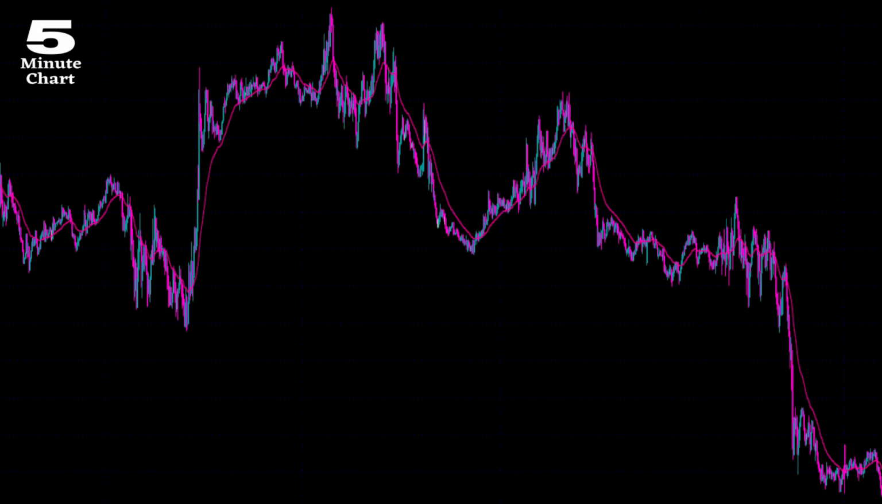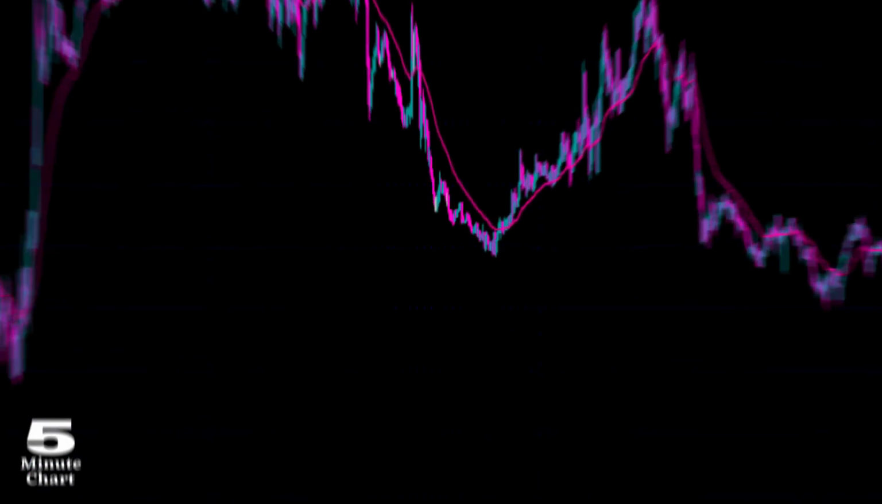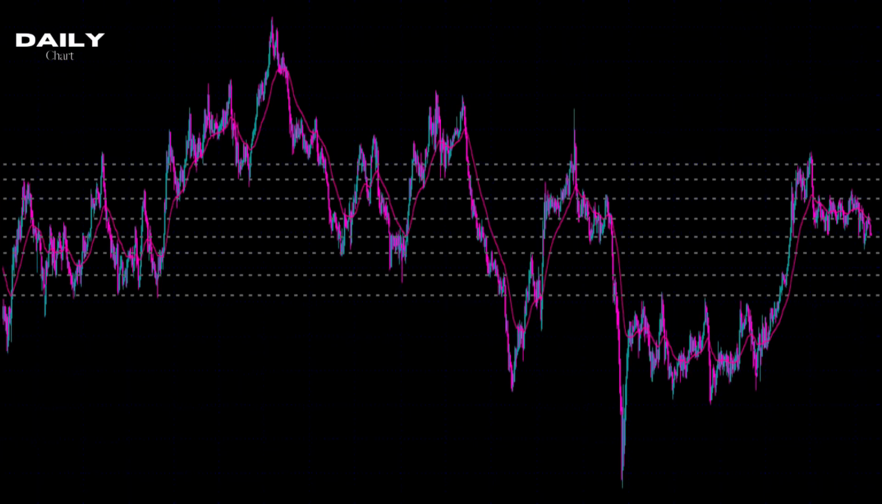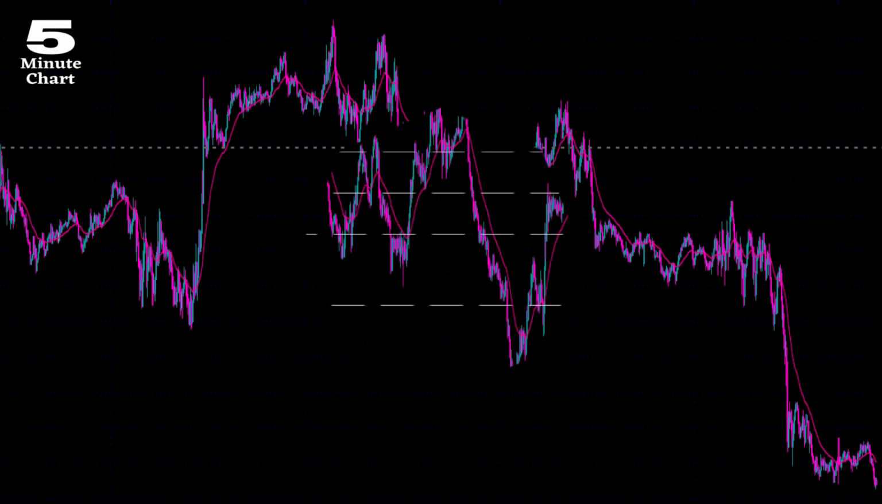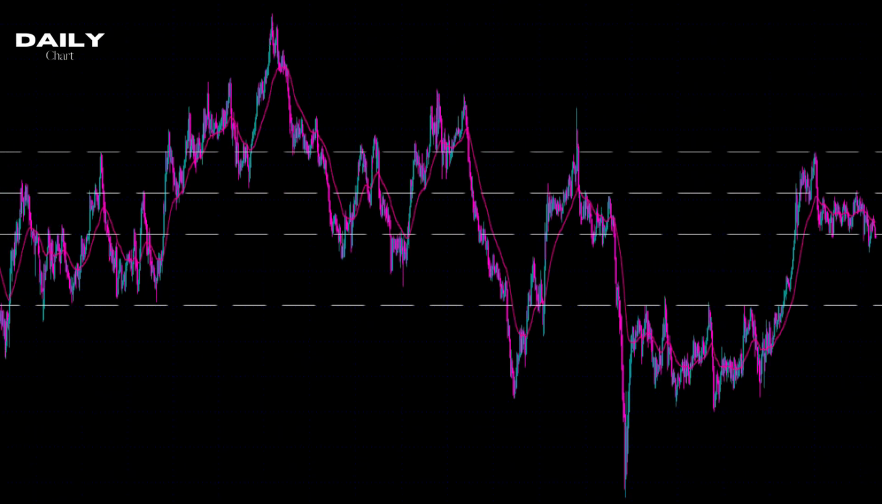Beginning on the 5-minute chart, we zoom out to the daily. We plot our key levels. Then, we zoom back into the 5-minute chart to look for trade entries. Leave these levels on all of your charts and time frames. Once plotted, these levels should be respected on every time frame and all trade setups.